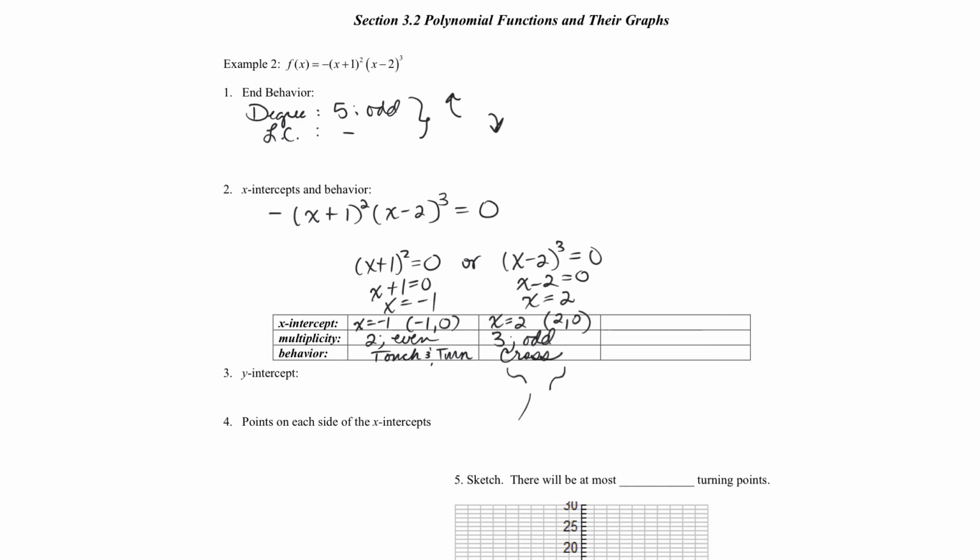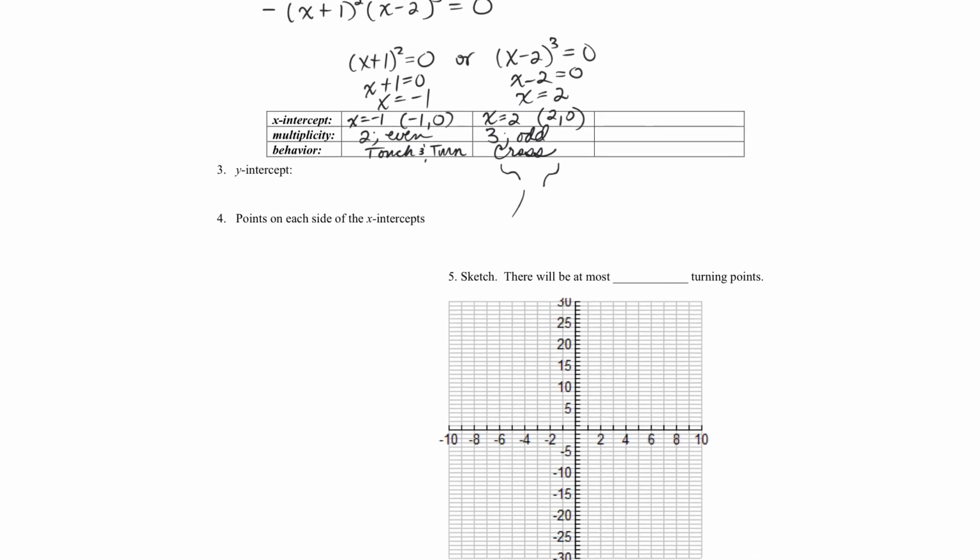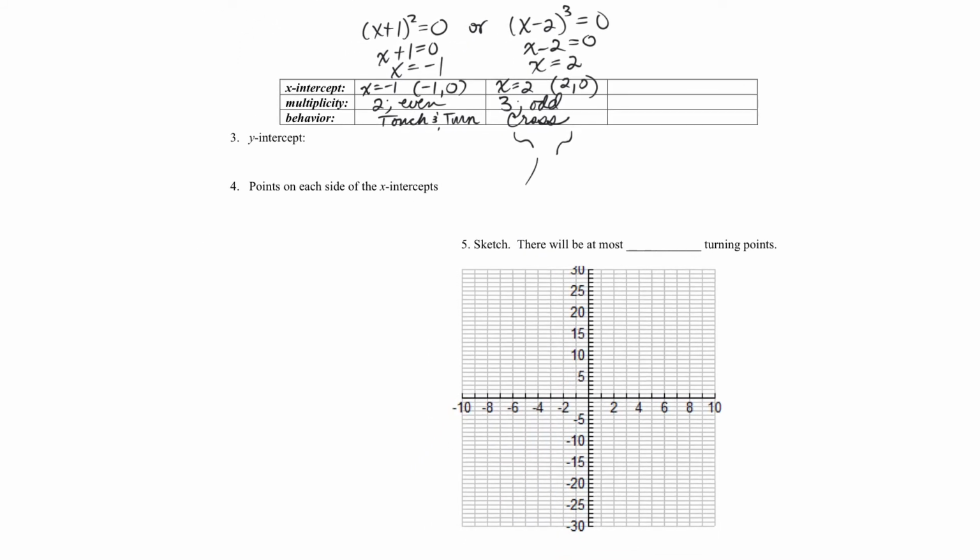Okay, so let's go ahead and put what we know already onto our sketch. So we know that it's going to be rising left and falling right in the end. We know that we are going to have one x-intercept at negative 1. And it's going to touch and turn there. We know that we're going to have an x-intercept at x equals 2. And we know that it's going to cross there, right?